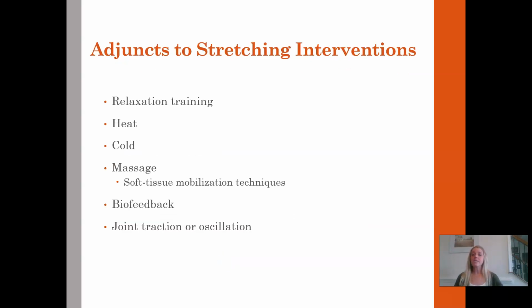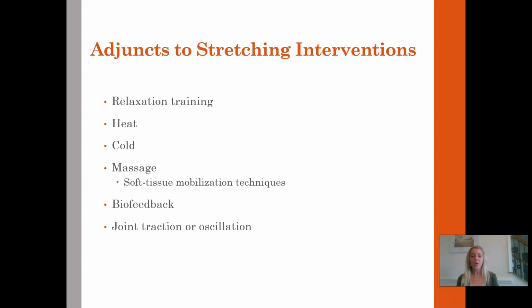Some things that we can do in addition to stretching would be things like relaxation training. Again, especially if that person has hunched up shoulders and lots of stress. By incorporating some relaxation activities with our range of motion and stretching activities, we can hopefully help to maintain that newly gained range of motion.